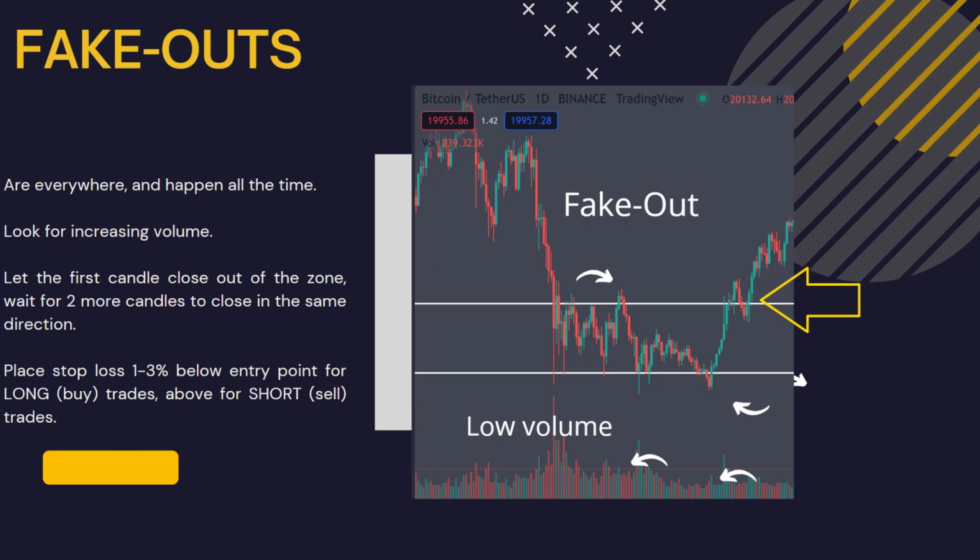Here we could have placed it 1 to 3% below the entry point. By successfully applying this strategy, you would have gained a great return. Remember, knowledge is money, and patience is key. You're starting to see how understanding how the market works can make you a lot of money.